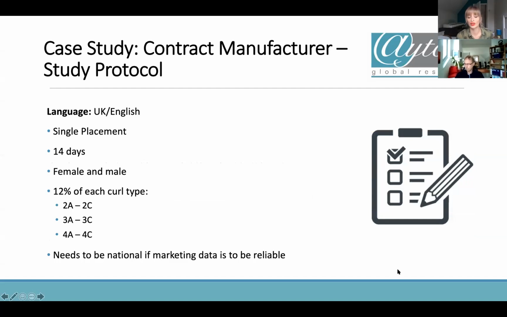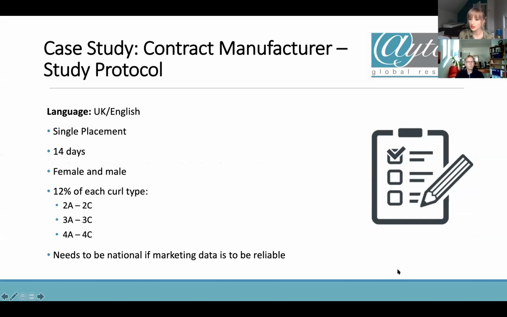The study protocol was really, really simple because we were really focused on the curl types. So we conducted it in the UK. This is where their main market was. We also knew that for the other markets, it was still going to be substantiated because the efficacy of the product would still perform the same. It's a 14-day study. It was easy. It was a hair oil. It didn't need to be too long.